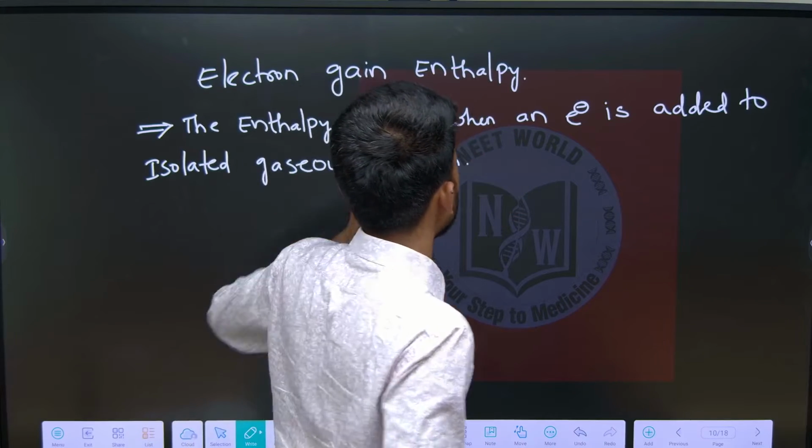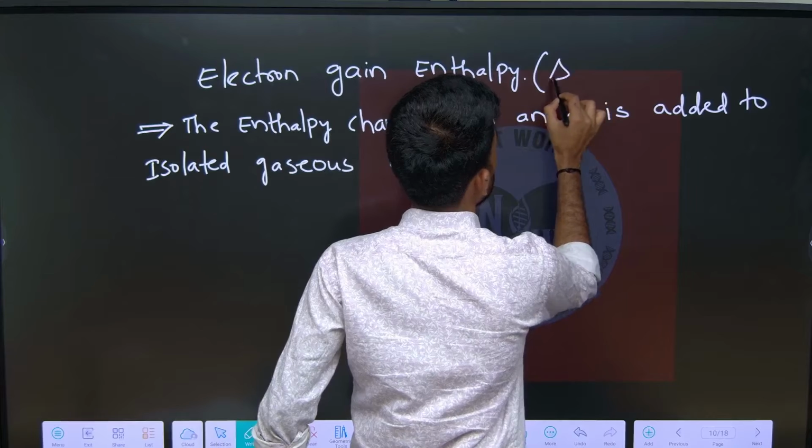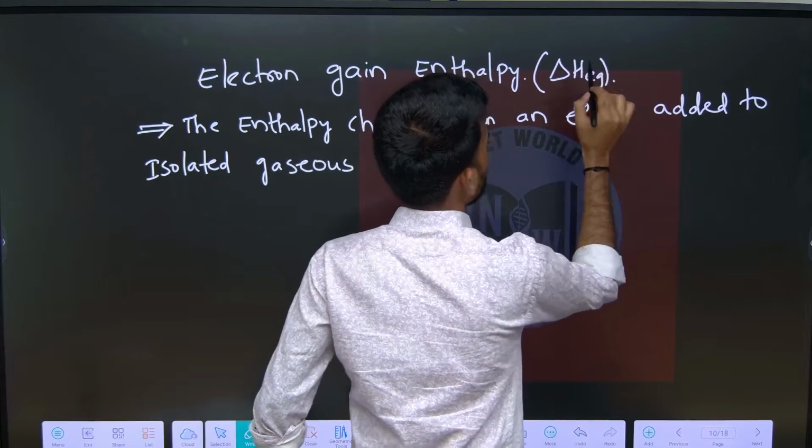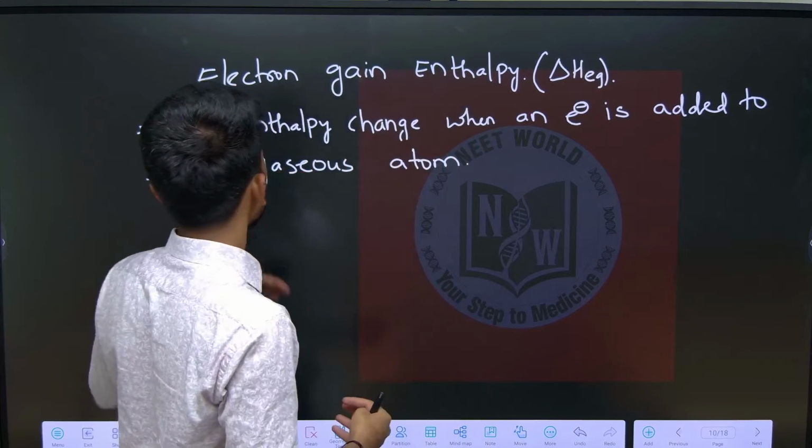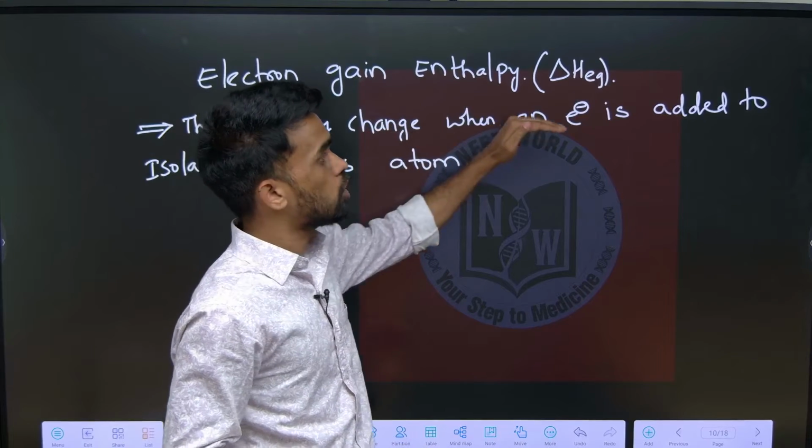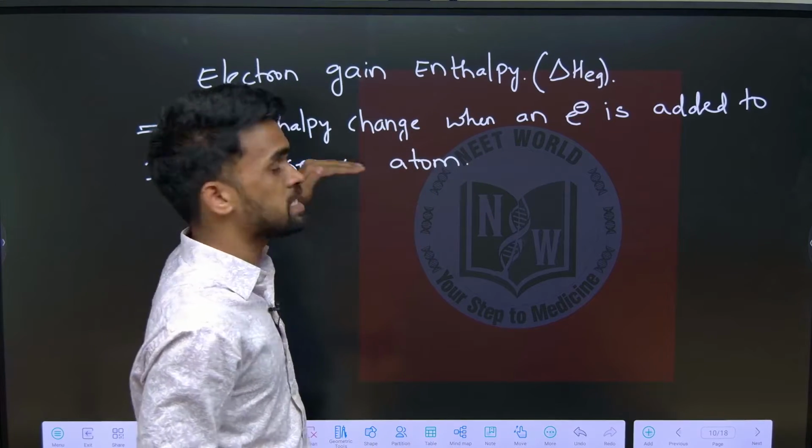Electron gain enthalpy is indicated with the symbol ΔH_eg. So what do we mean by electron gain enthalpy here? It is the enthalpy change when an electron is added to a neutral gaseous isolated atom.